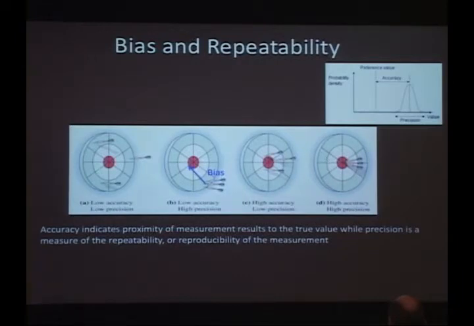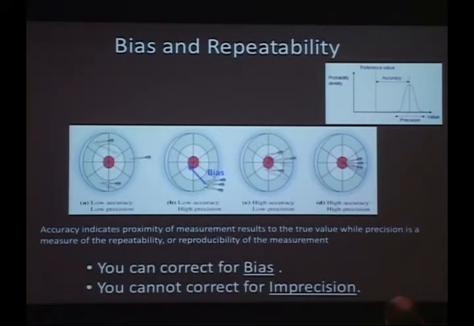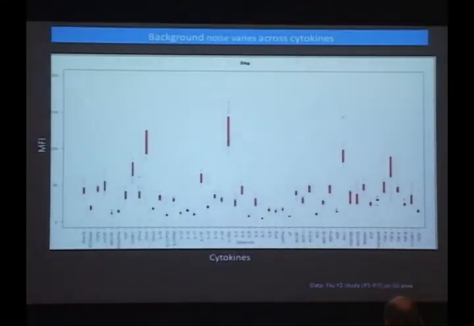Accuracy and precision are very similar words, though they are different. Accuracy indicates the proximity of the measurement to the true value, and precision is a measure of repeatability or reproducibility. You should keep all these things in mind when you are doing data analysis. In short, you can correct for bias, but you cannot correct for imprecision.